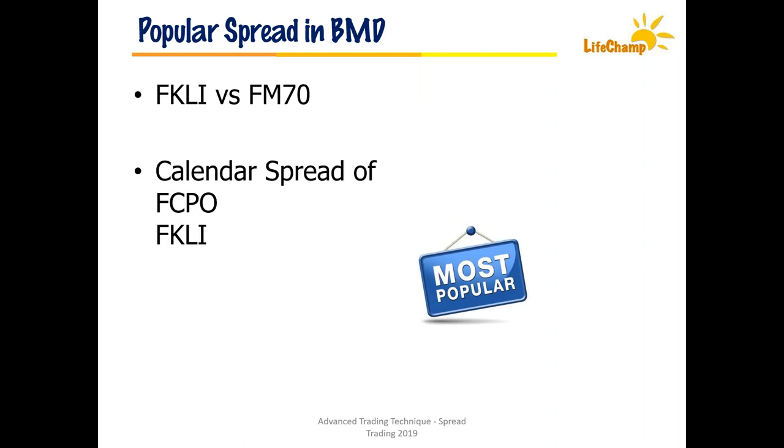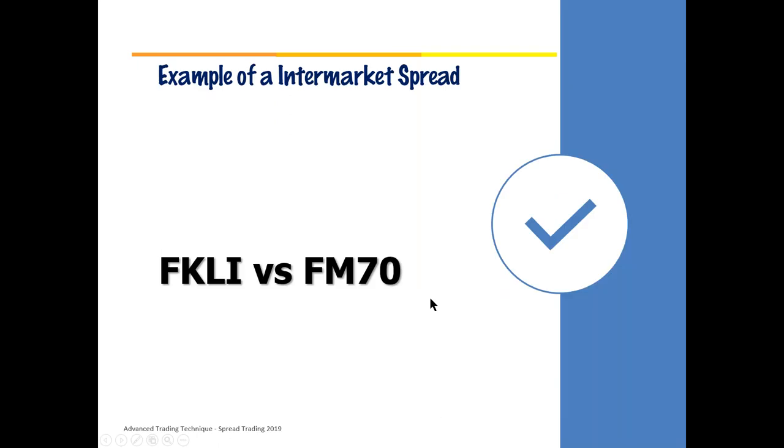Now, what is popular in BMD? The popular spreads in BMD are FKLI and FM70, and also calendar spreads like FCPO and FKLI. Why is it popular but may not be heard of by everyone? Because there is not much discussion about spreads, since they are usually used by full-time traders. But actually, I have some advantages that I can share with you later on. Almost everyone can trade spreads. Of course, you need some kickstart, like knowing what a spread is and how it can be done. So this is what tonight's webinar is all about.